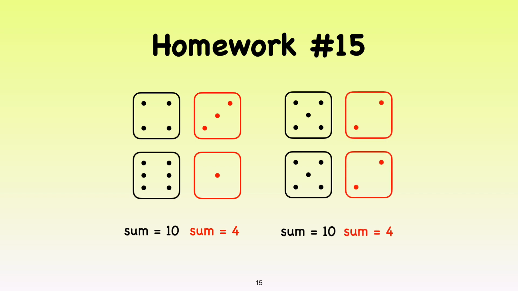And what is the sum of the dots altogether? 14 for each pair. Why is that so? Well, the sum of the opposite sides of one die is 7, so the sum of the opposite sides of 2 dice will be 14. What would the sum of the opposite sides of 3 dice be? 3 times 7 is 21.